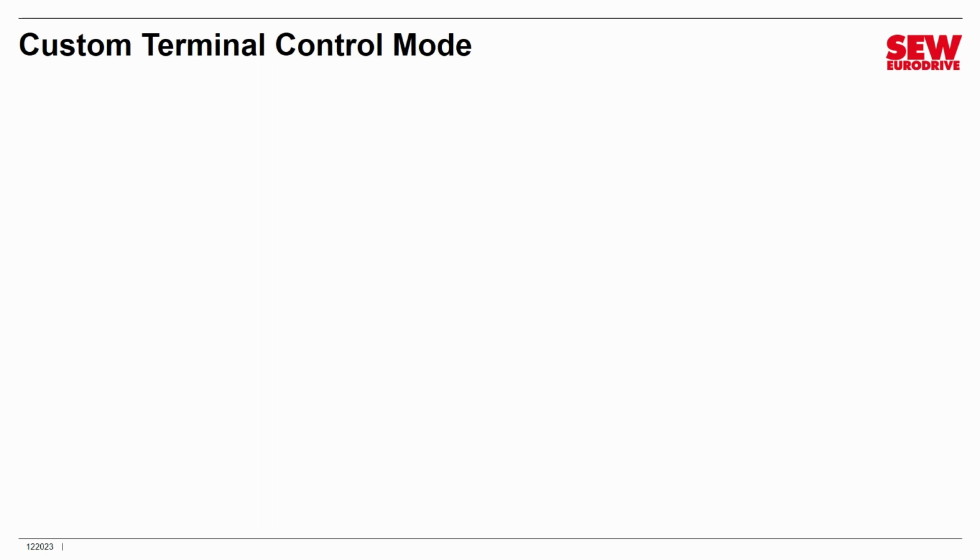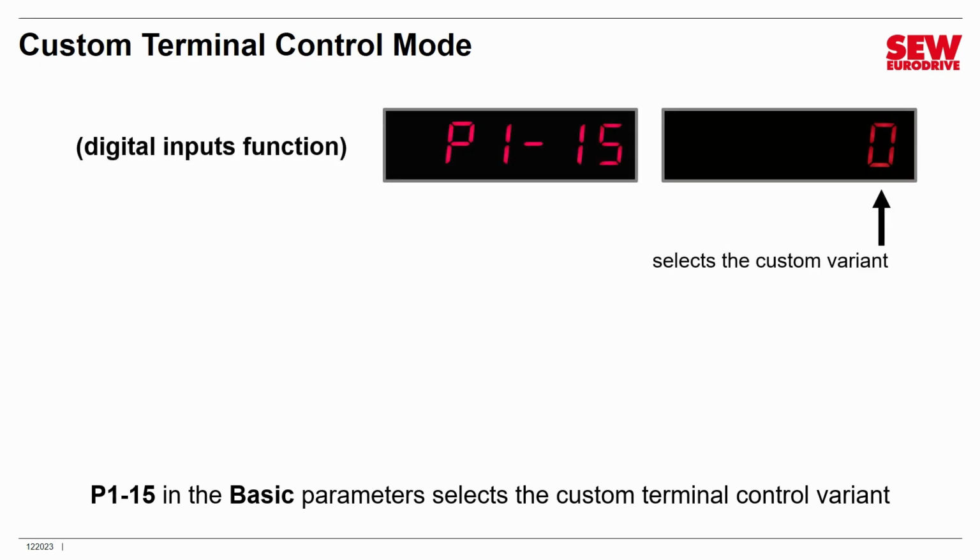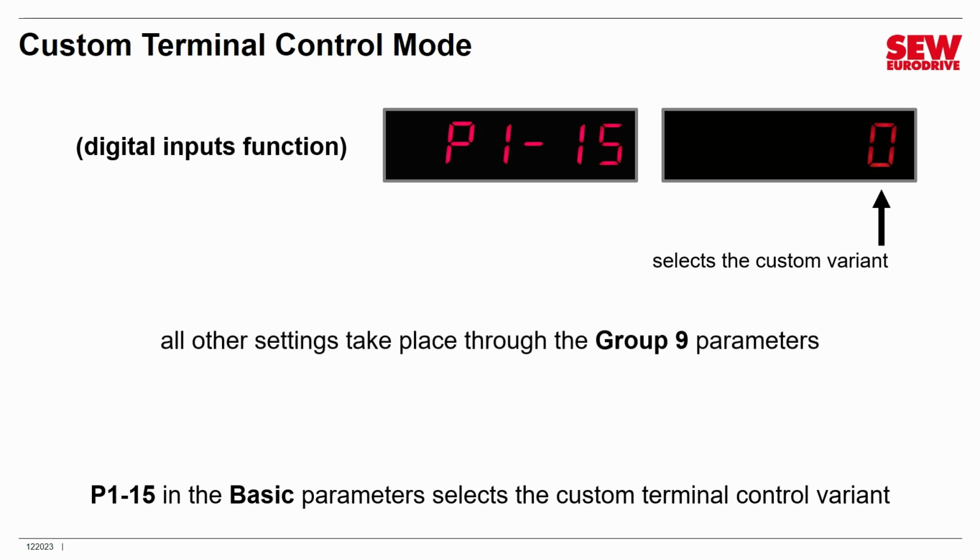So how do we switch to custom terminal control mode? It's really easy. You just go to parameter 1-15 in the basic parameters, which selects the control variant, and set it to 0. And that puts you into custom control mode. Now, from this point on, you do everything else in parameter group 9. Parameter group 9 exists solely for configuring the custom terminal control mode. We haven't been in this tab before, but we're going to spend a lot of time in it right now.